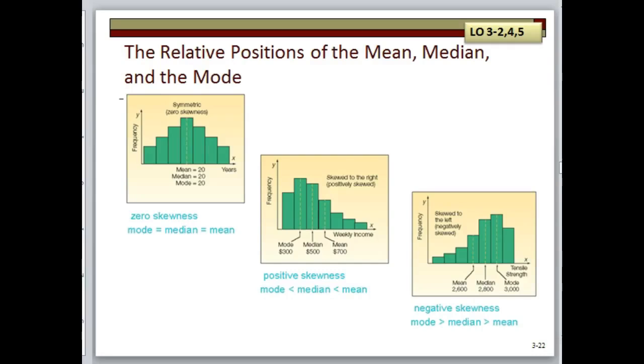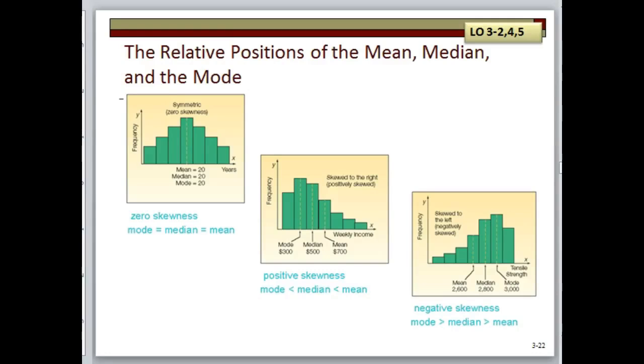If the mode is less than the median, and the median is less than the mean, the distribution will be positively skewed or skewed to the right. In a positively skewed distribution, the arithmetic mean is the largest of the three measures. Why? Because the mean is influenced more than the median or mode by a few extremely high values.